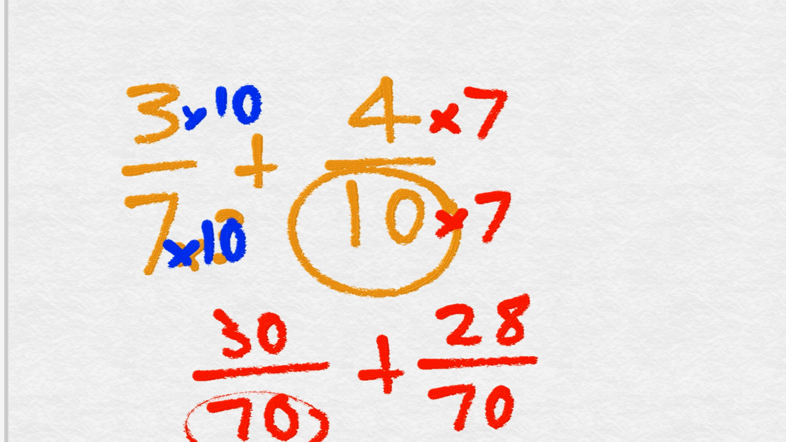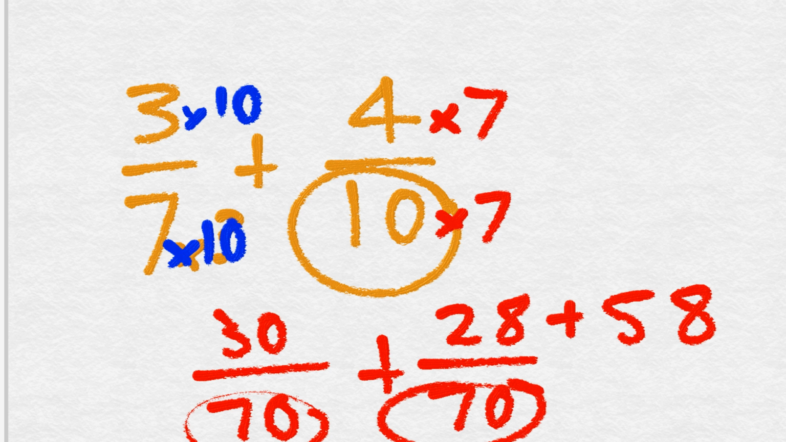You can see here we have a like or a common denominator. Then 30 plus 28 equals 58 over 70. Let's try that again a little bit neater.